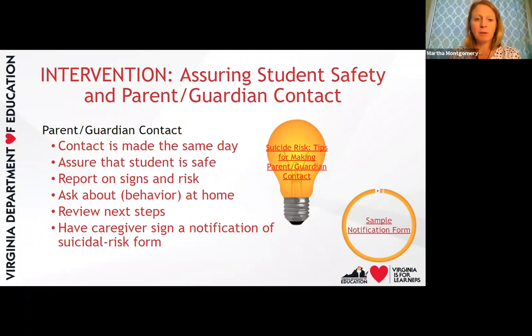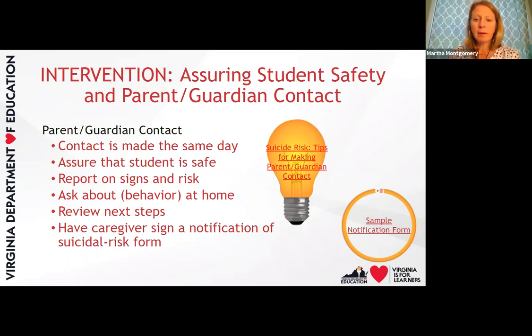Also reviewing next steps. So if you've gone through the interview and you have a concern that may warrant crisis intervention, it might be that parent contact is somewhat of a handoff to the parent. So you need to ensure that the parent is able to come in, is able to transport the student. So part of your role is identifying the capability of the parent to follow through with the next steps. And if there are concerns with that, do you need to reach out to other team members to ensure that the student can be safely monitored and an intervention can take place appropriately?